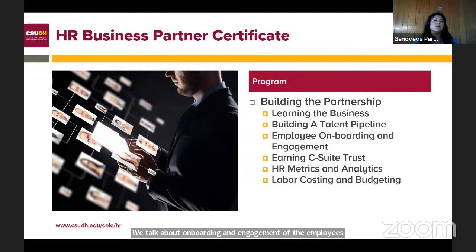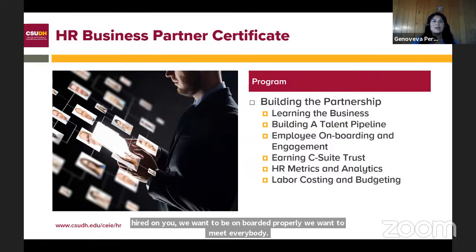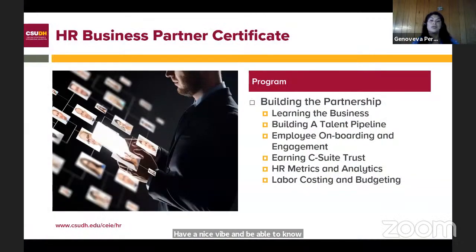As for ourselves, when we hire on new, we want to be onboarded properly. We want to meet everybody, have a nice vibe, and be able to know who our boss is, what our roles are, and what we do. So we go into that in the proper ways of doing this. And how to earn your C-suite trust. So, yes, we're in the HR department.